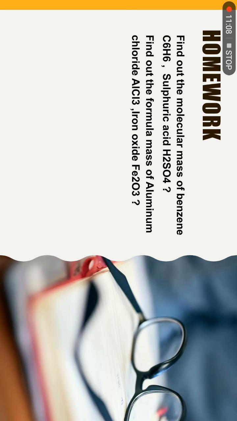These two questions are your homework. Your first question is to find out the molecular mass of benzene, which has the formula C6H6, and sulfuric acid, H2SO4. You will have to find the molecular mass of these compounds. The second question is to find the formula mass of aluminium chloride, AlCl3, and iron oxide, Fe2O3. You will submit this homework in the form of an assignment.